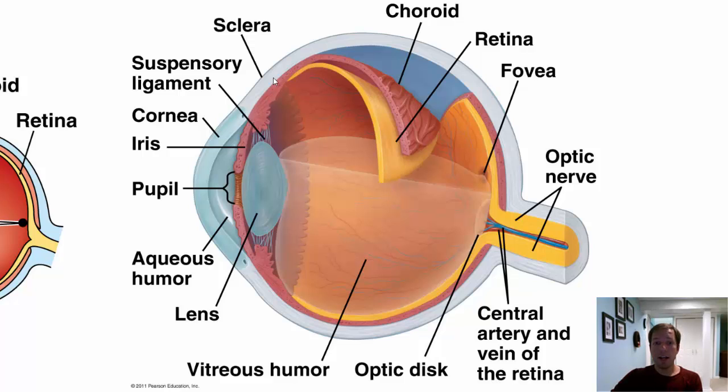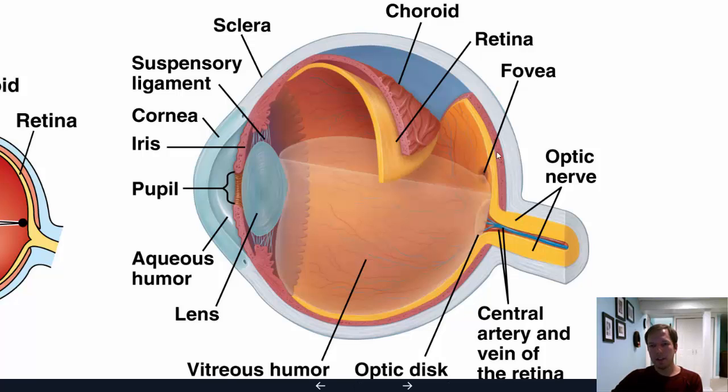That provides some pressure to ensure that the eye stays fully inflated, to keep the lens and the iris and the cornea all pushing up against the front part of the eye. In the back of the eye, you have the retina. So the retina is going to be covering the surface of the eye, and there are several tough layers of tissue surrounding that.